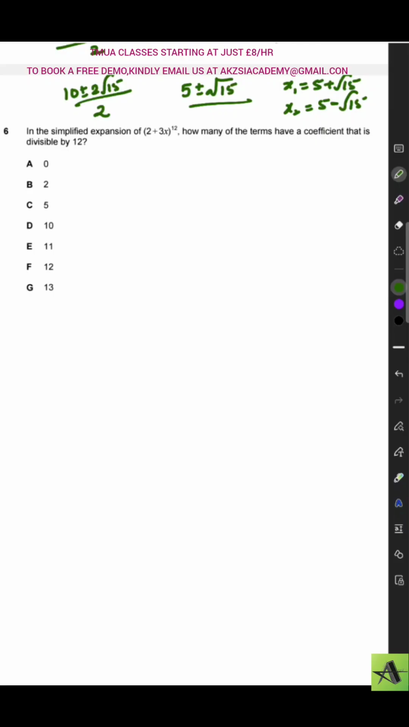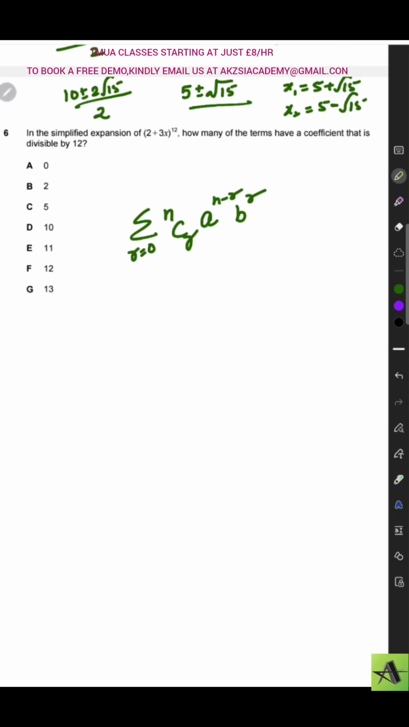We know this will be solved by binomial expansion, and the generalized binomial theorem is the sum of nCr a to the power of n minus r and b to the power of r, with r going from 0 to n. That means one by one we have to put r equals 0, 1, 2, 3 till 12. So clearly we have to find the number of terms.